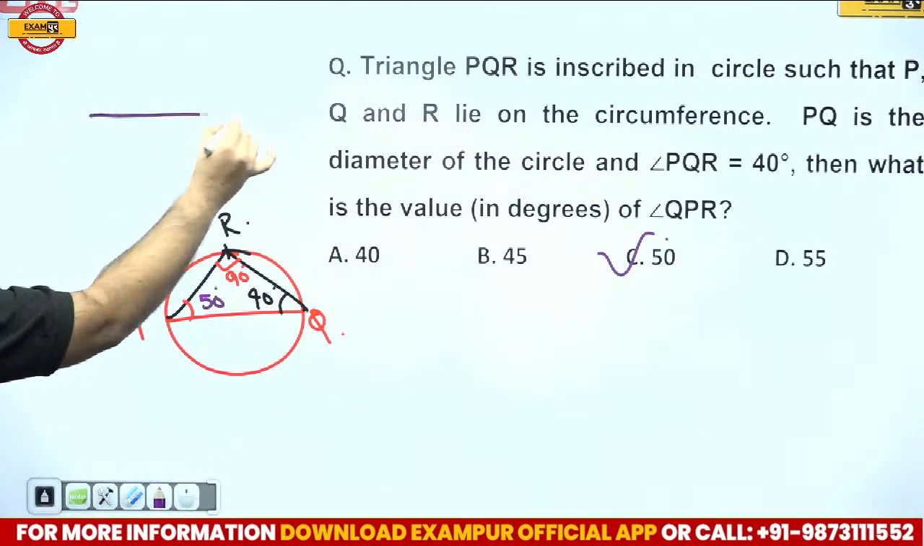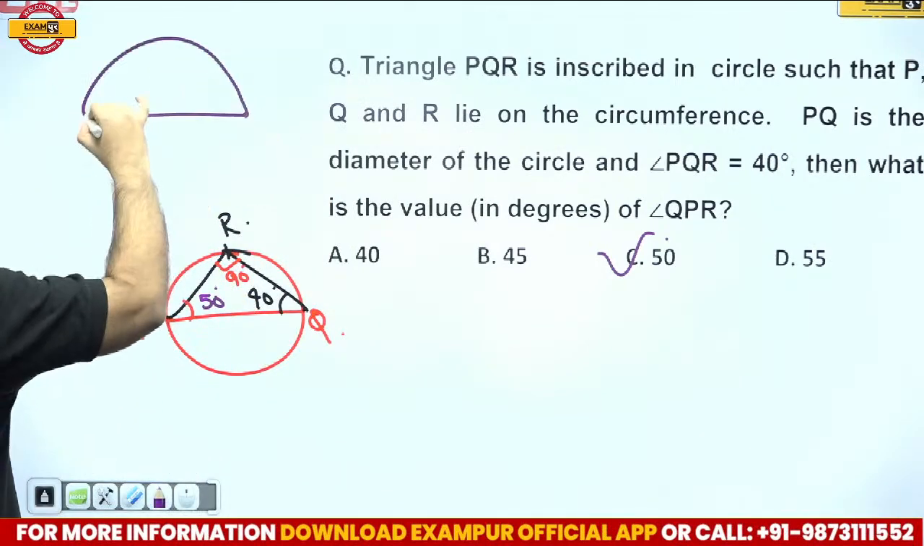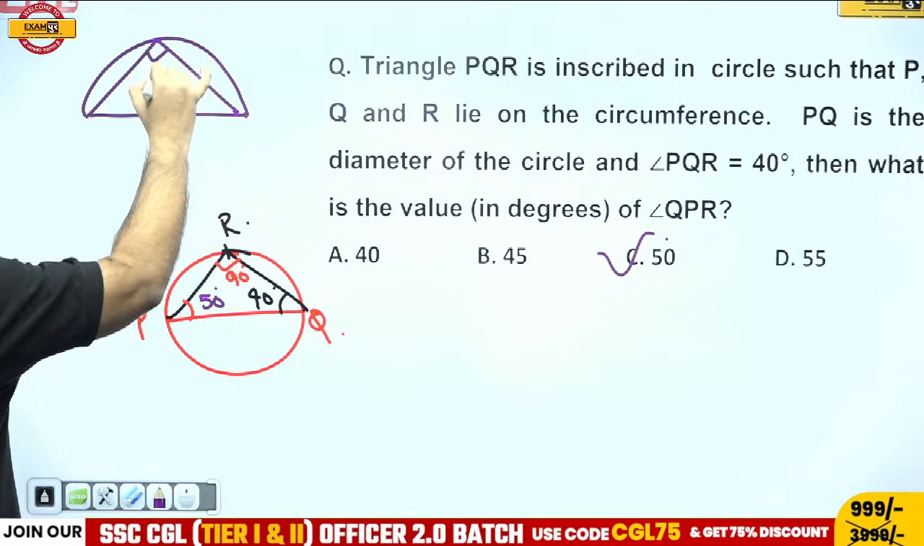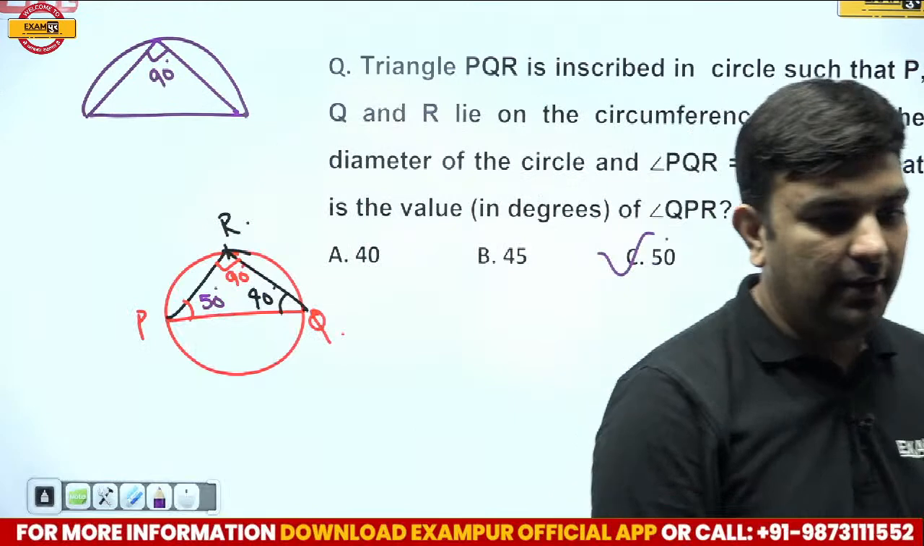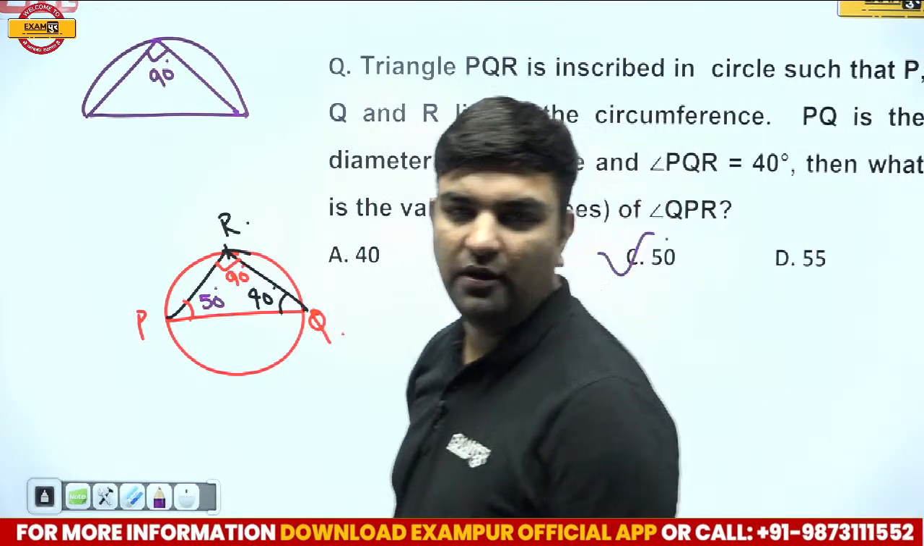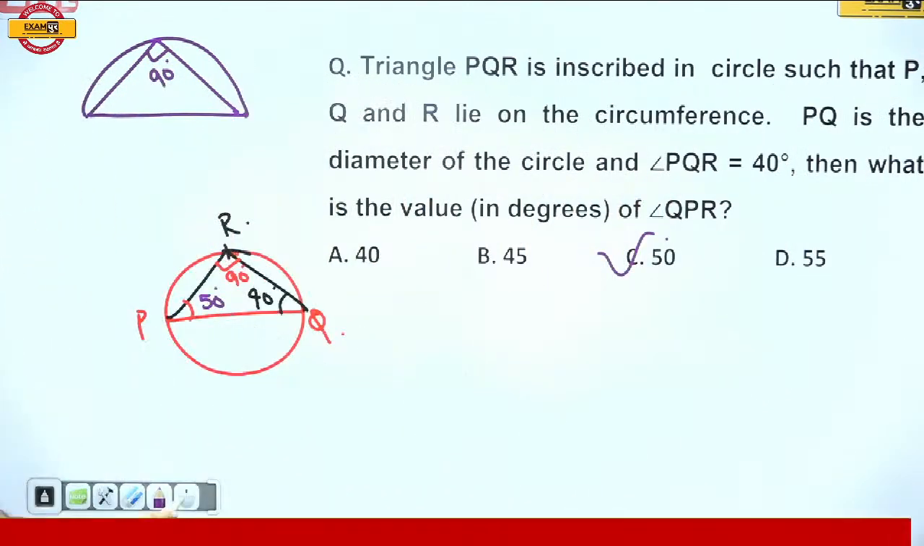The concept used is diameter subtends 90 degrees at the circumference, or angle in a semicircle is always a right angle. Let's move on.